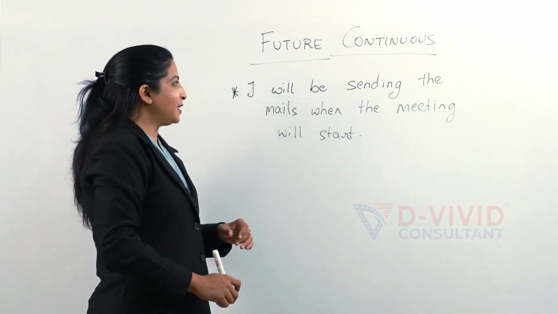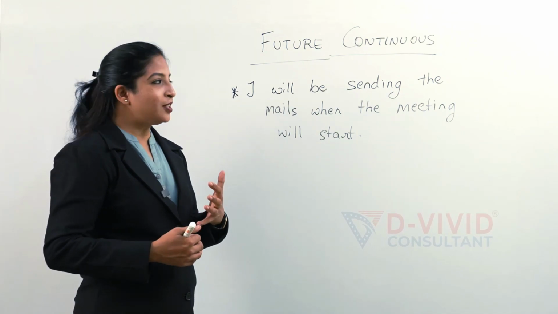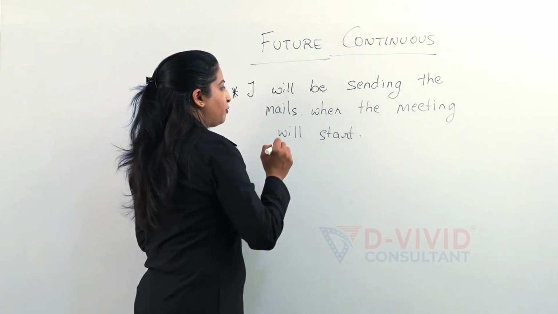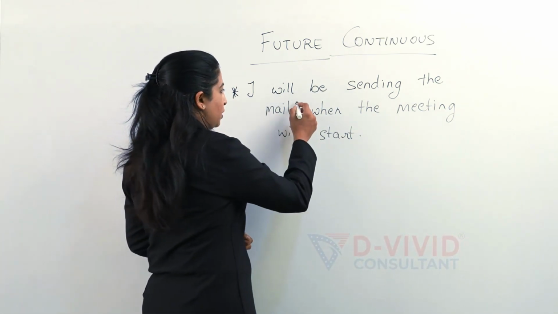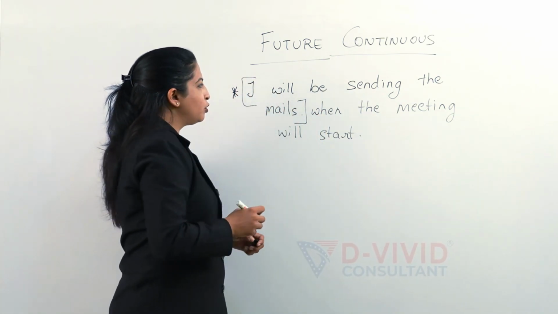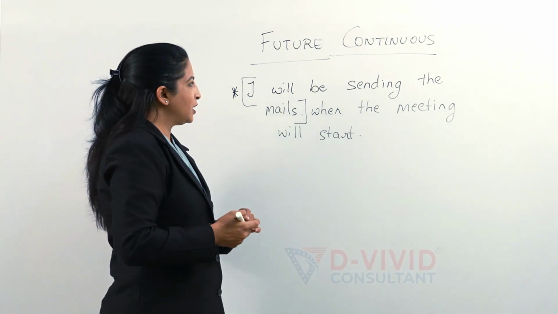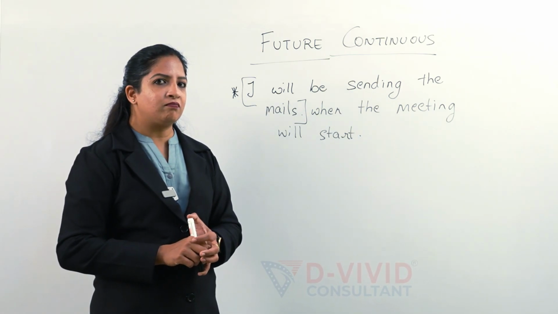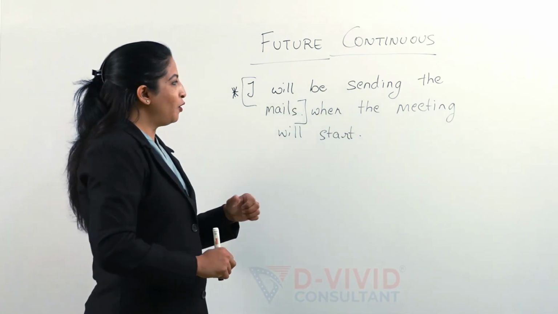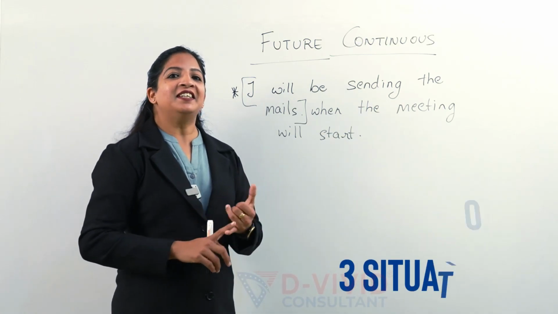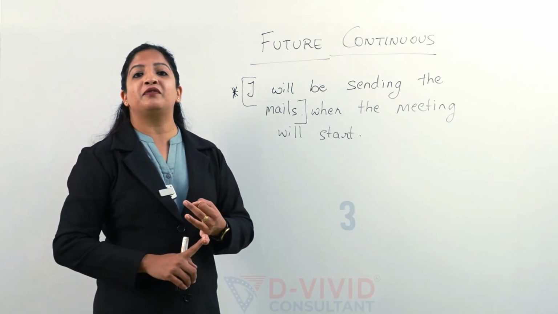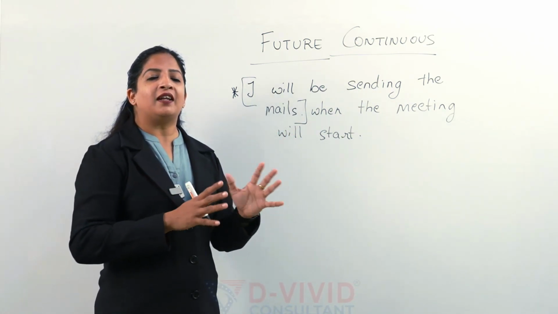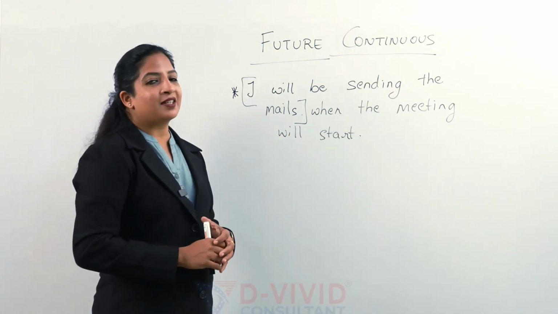Now this is the sentence. What if I just say that I will be sending the mails and then I put a full stop over here, only this much? Do you think that this sentence is giving me complete information? So we require three situations. Either of the three situations we will use to complete or to provide a complete meaning to our sentence.